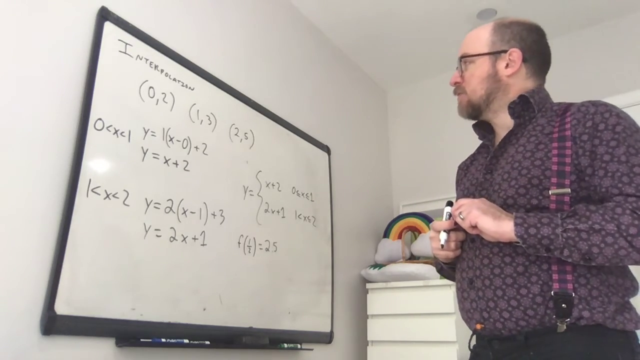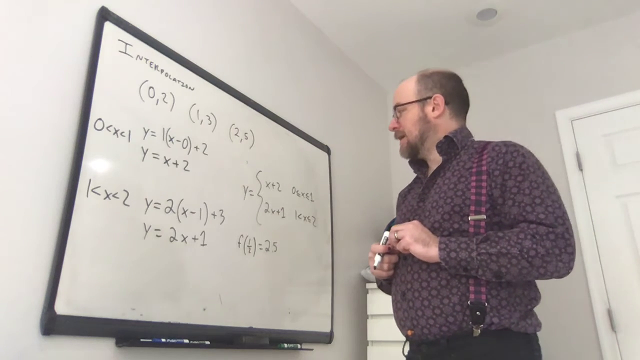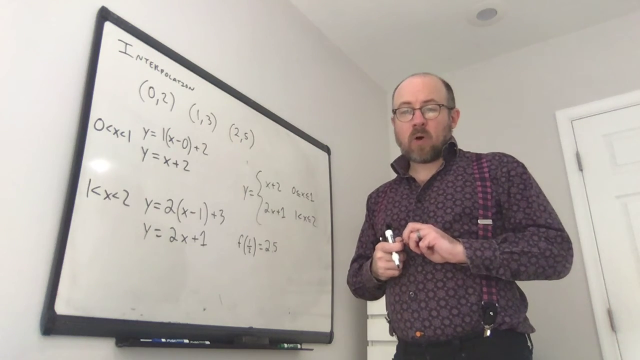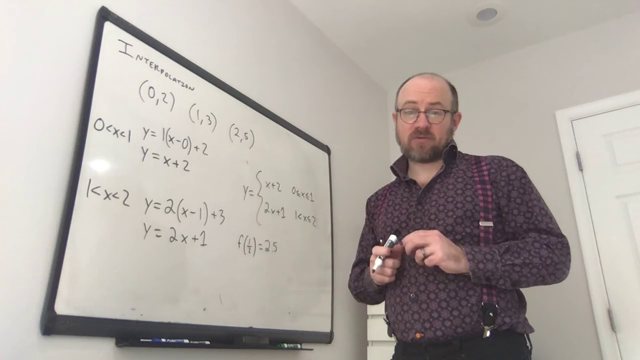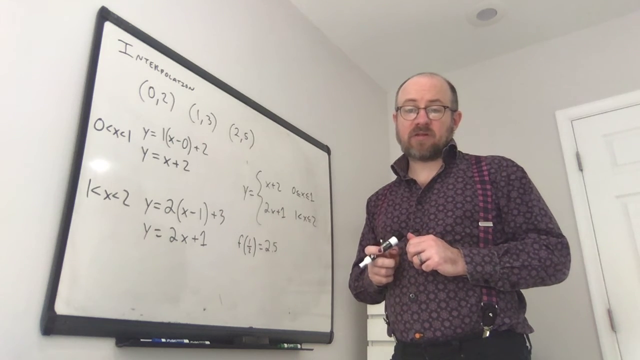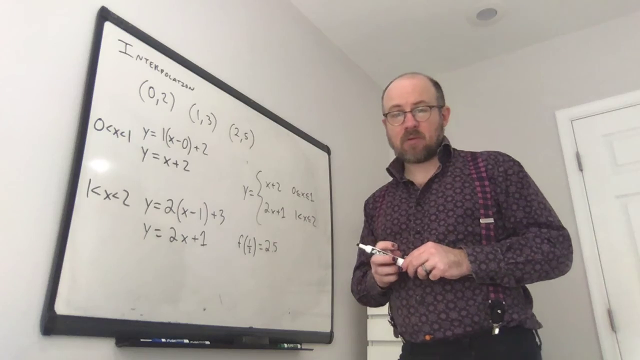Okay? So that's a linear interpolation, pretty basic. What we're going to talk about next, in the next video, is how you can find a polynomial that goes through all of the points, what's called the Lagrange polynomial. And we'll do that next.